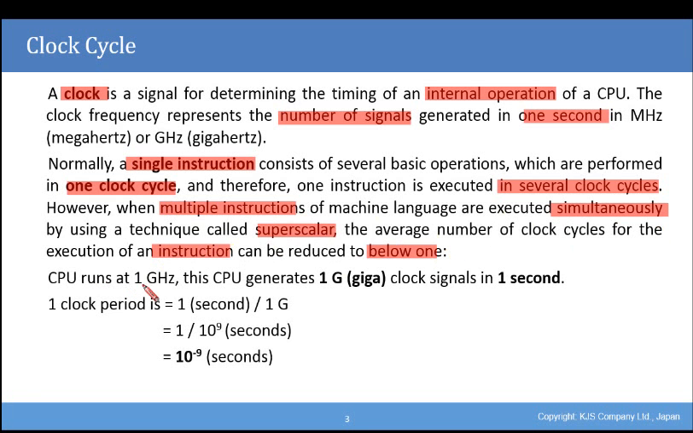A CPU runs at 1 GHz. This CPU generates 1 gigaclock signals in 1 second. So one clock period is equal to 1 second over 1 giga. This is equal to 1 over 10 to the 9 seconds, which is equal to 10 to the minus 9 seconds.